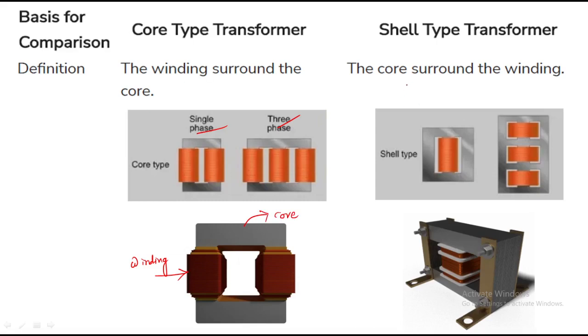So coming to shell type transformer, the core surrounds the winding. Here in shell type transformer, the winding is surrounded by the core. So here we have, see, this is the winding which is surrounded by this core. Means winding is not visible in case of shell type transformer. Coming to core type transformer, the core is not visible, as it is surrounded by the winding, but coming to shell type transformer, the core surrounds the winding.